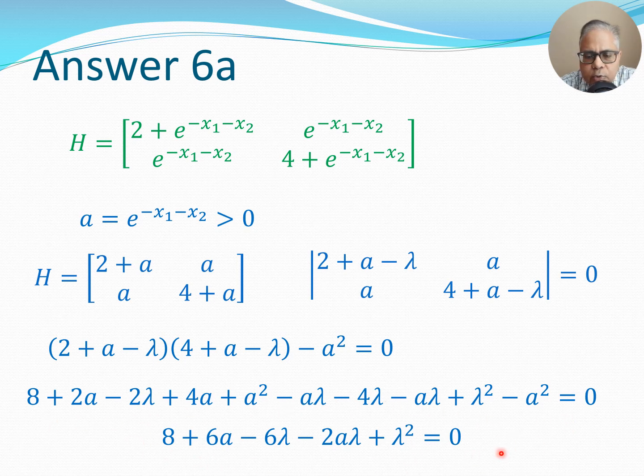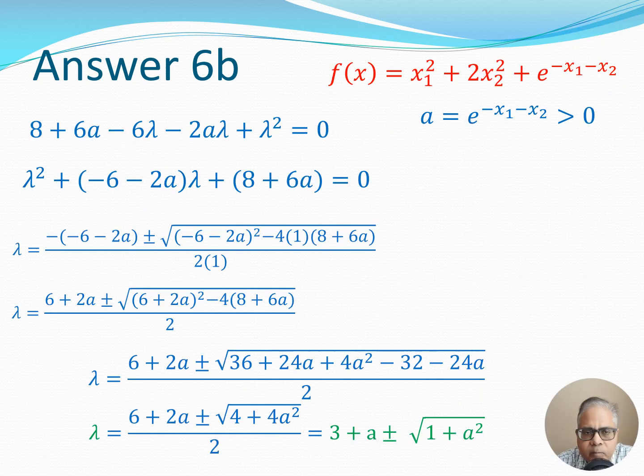Now looking at this equation, you can see that it is a quadratic in lambda, and we will try to solve it in the next slide. So I take this quadratic in lambda, I bring the lambda squared term here, the lambda term here, the constant term here, and then I use the formula for the solution of the quadratic equation. Now here I have simplified things further, so you can follow these steps and see. At the end of all this simplification, I obtained lambda is 3 plus a plus minus root 1 plus a square. So these are the eigenvalues of the function f of x given here in red.